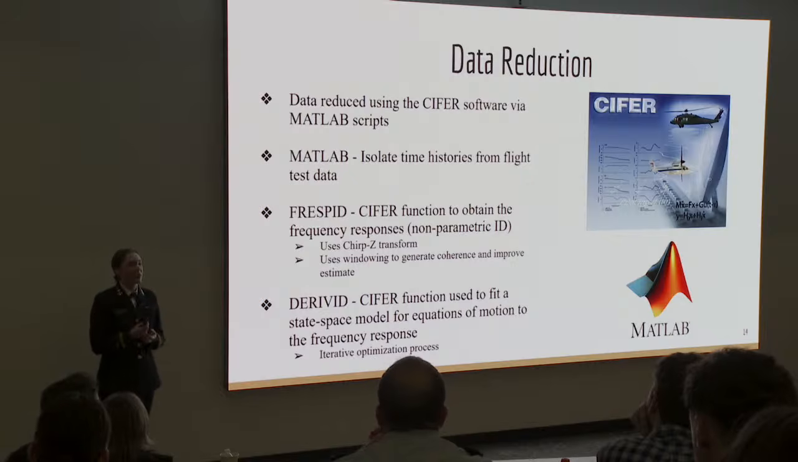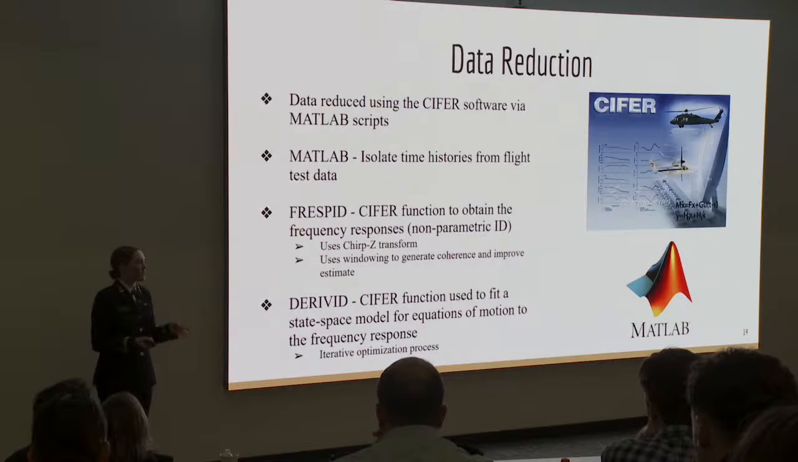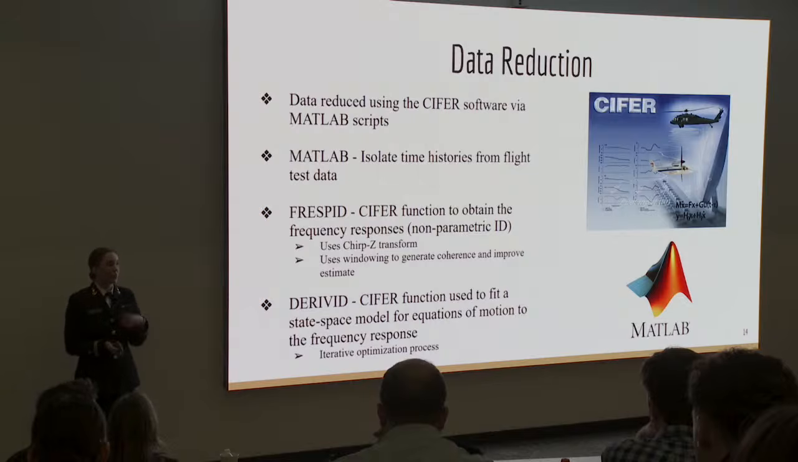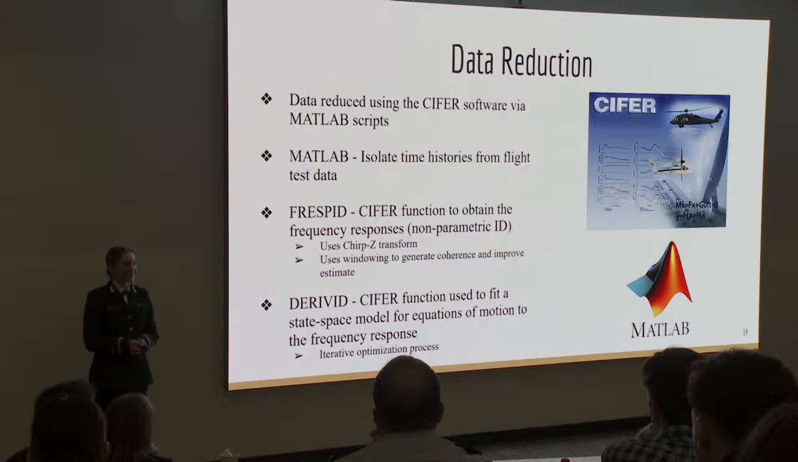From there, we used CIFER's FRESPID function to obtain the frequency response. What this did was it used chirp-z transforms to translate our data from the time domain to the frequency domain. Chirp-z transforms operate similar to Fourier transforms, except you can specify the bandwidth of interest. Once we had that frequency response, we were able to fit a state space model for the equations of motion to the response using DERIVID, and this was done through an iterative optimization process.